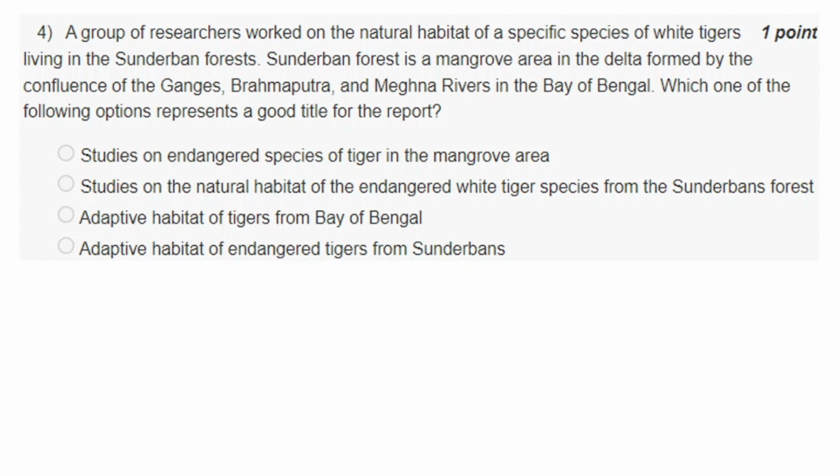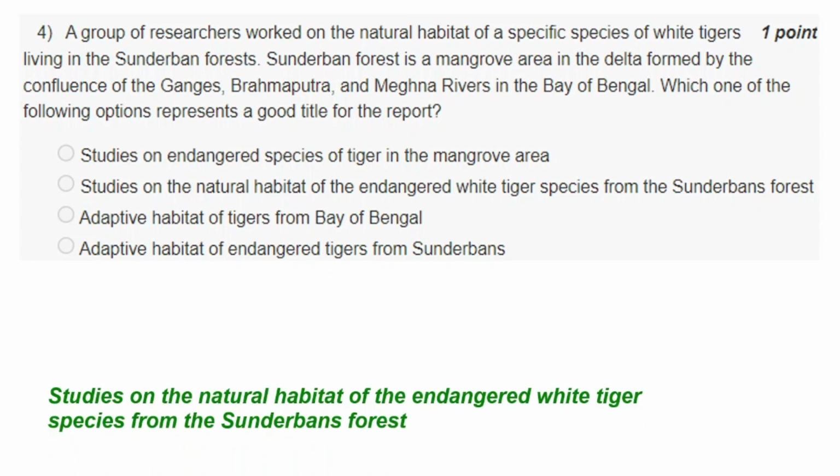Which one do you think has all the details and yet is very self-explanatory? Which one of the four options is more likely to get better readership, better viewership? Which one do you think? Second option, ma'am. Correct. Second option has a lot more information than the other three options. They're talking about natural habitat, endangered white tiger species, and they're also talking about the Sundarbans forest. So the second option has most of the information, and that's why it's the most relevant.